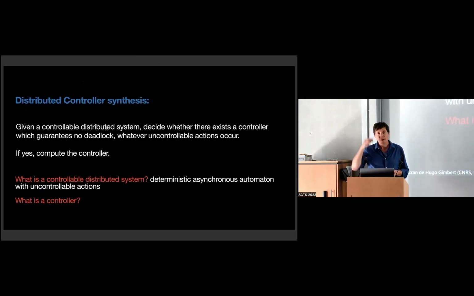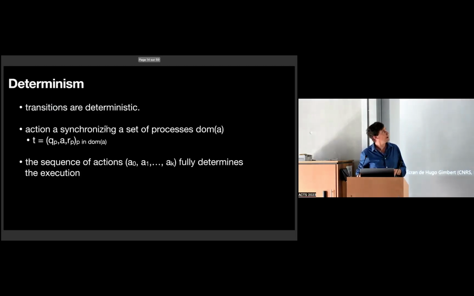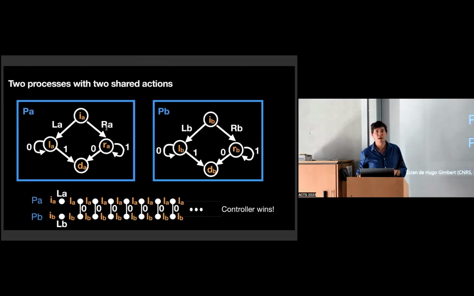Yes, the previous slide. Yeah, even the previous one. If exactly LA and LB are uncontrollable, does the controller lose? It's just a question. No, they win, because their strategy will be to allow only LA and LB.